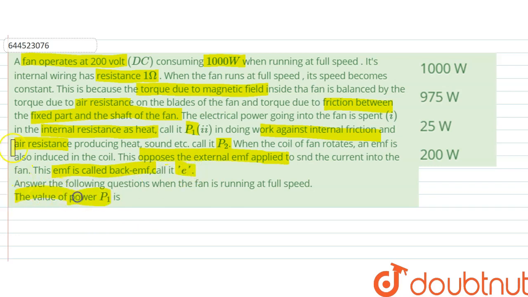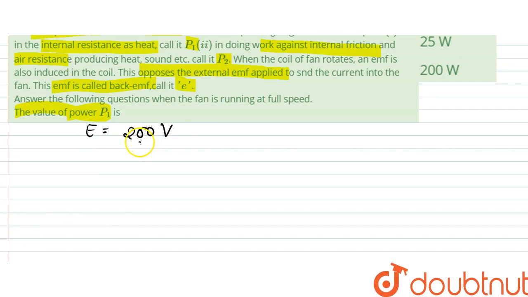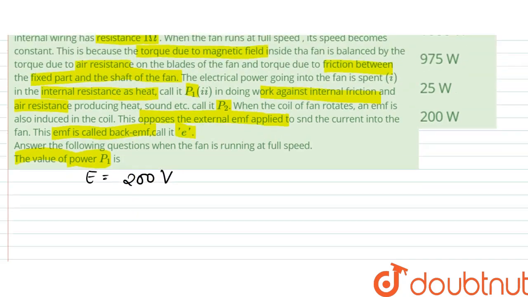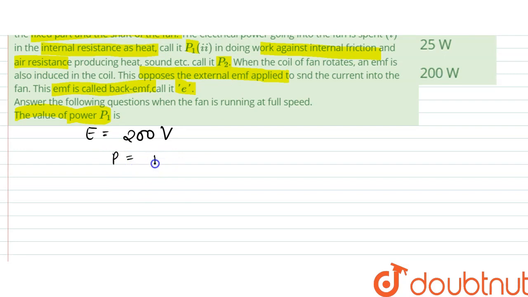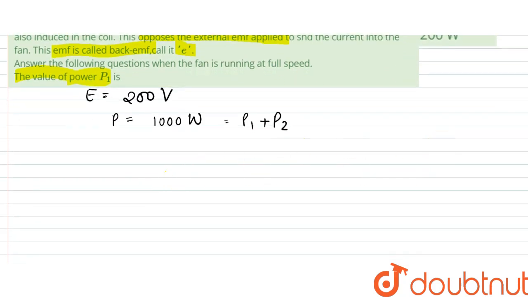Now the value of P1 is what? Since we are given that the voltage is 200 volt, E is equal to 200 volt and the power is 1000 watt, which is equal to P1 plus P2. First of all, since power P is equal to I into E, therefore the current can be written as P by E, which will be equal to 1000 watt by 200 volt, that is equal to 5 amperes.